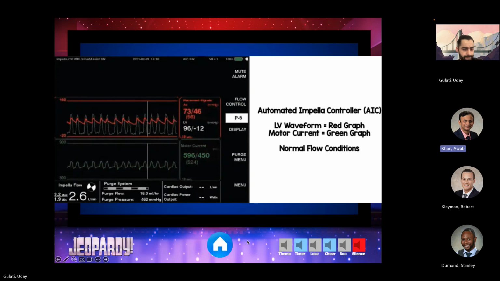Because the LV waveform has both your inlet sensor and your outflow sensor, it can measure the difference between the inlet and the outlet sensor, whereas the red line is only your outlet sensor, so it's going to sense your aortic pressure. Got it. So if your red line and white line are ever the same line, you're either too far in or too far out. Got it.